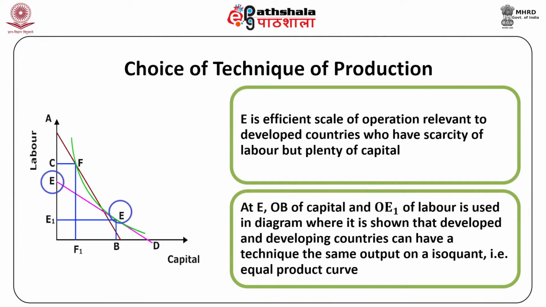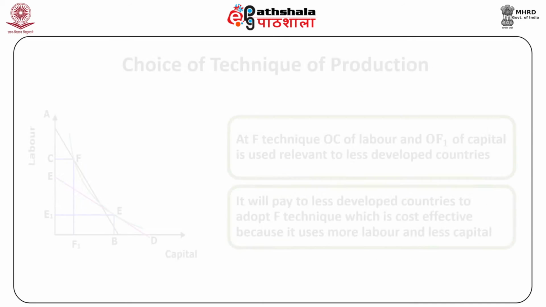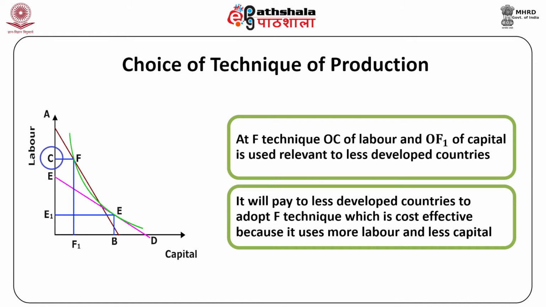Here E is the efficient scale of operation relevant to the developed countries, which have scarcity of labor but plenty of capital. At E, OB of capital and OE1 of labor is used in the diagram, where it is shown that developed and developing countries can have a technique for the same output on an isoquant, that is, an equal product curve. At F, technique OC of labor and OF1 of capital is used, relevant to less developed countries.